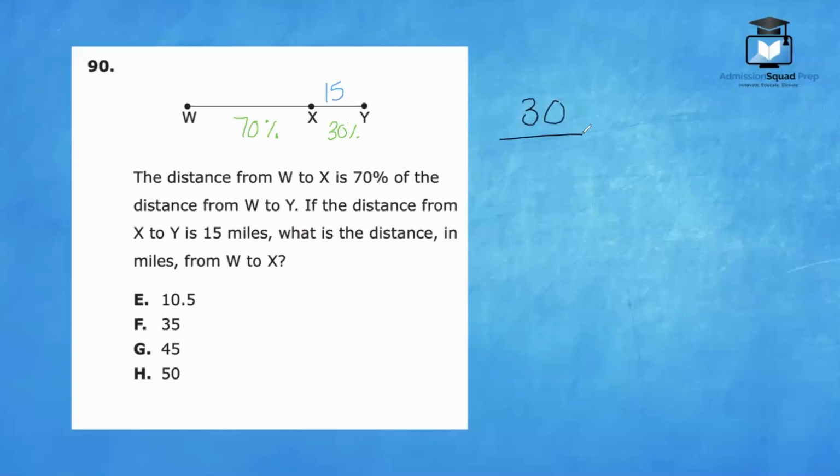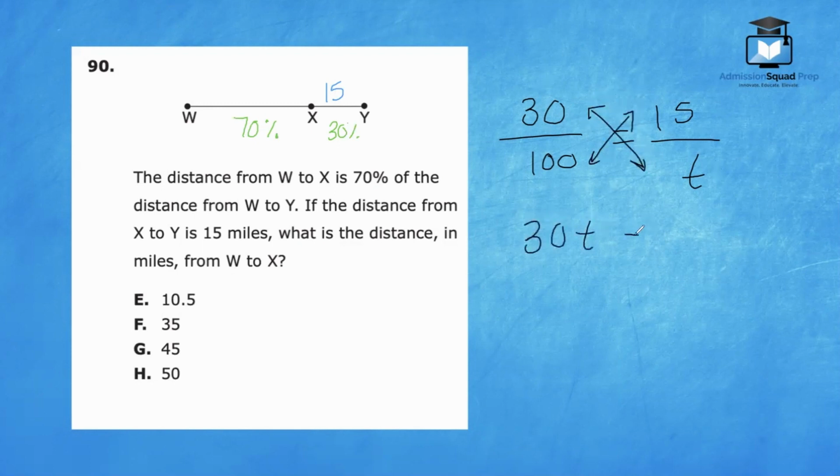We have 30 over 100 equals 15, which is the part, and T, which is going to represent the total distance from W to Y. Now we can cross multiply. So we have 30T equals 1500. We can then divide by 30 on both sides of the equation. We have T equals 1500 over 30.